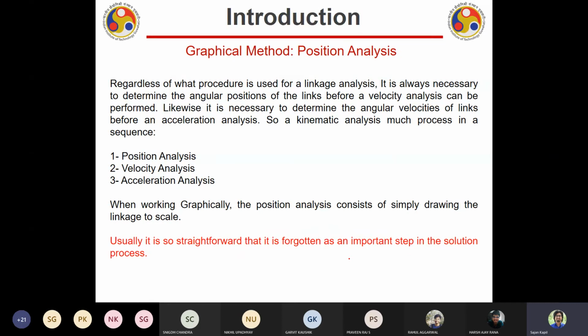Now, regardless of what procedure is used for linkage analysis, it is always necessary to determine the angular position of the links before doing any analysis, like velocity analysis, acceleration analysis, anything. Likewise, it is necessary to determine the angular velocity of links before performing the acceleration analysis. So a kinematic analysis must proceed in a sequence. First we should do position analysis, then velocity analysis, and then acceleration analysis.